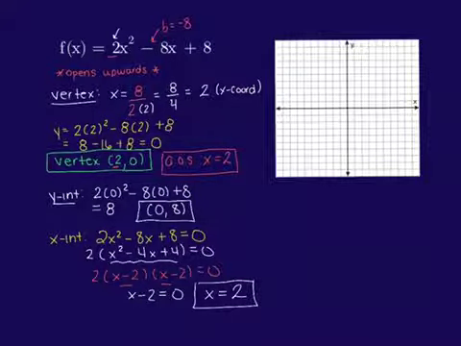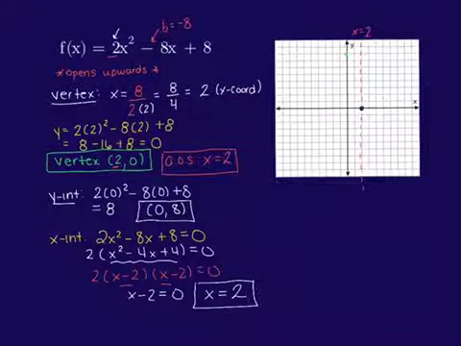We know that our vertex is at 2, 0, so right here, which also happens to be our only x-intercept. We know that our axis of symmetry is at x equals 2, so it will always go right through your vertex. We know that our y-intercept is at 0, 8.